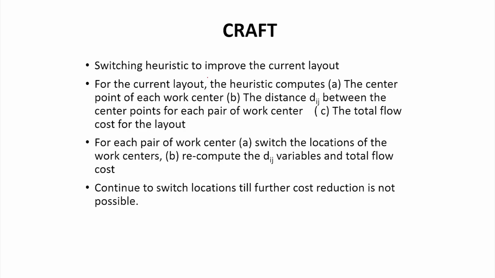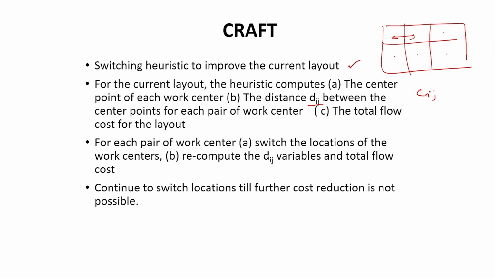So, it is a switching heuristic to improve the current layout. For the current layout, the heuristic computes the center point of each workstation. As I said, it will calculate the center point for each workstation, and the distance between them or the cost between them. It can be cost, it can be distance, and the total flow between them. It can be in the form of Dij, it can be the cost Cij between the two departments, and the total flow between the two departments.